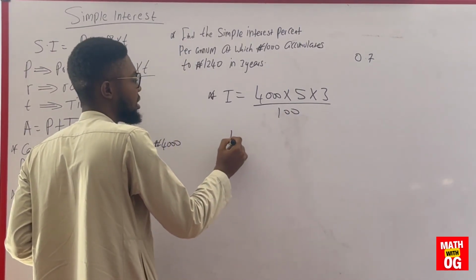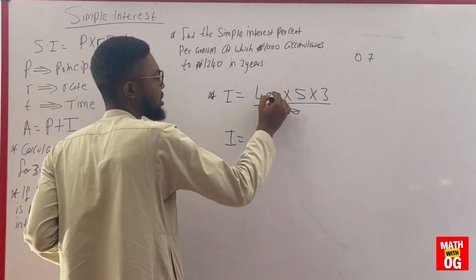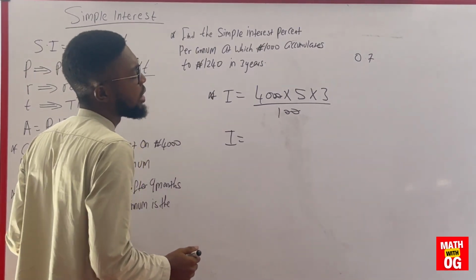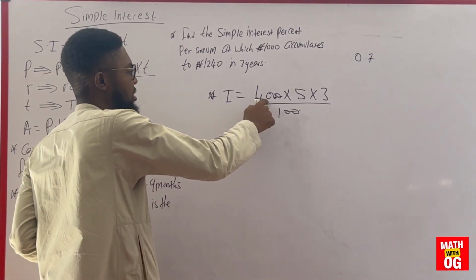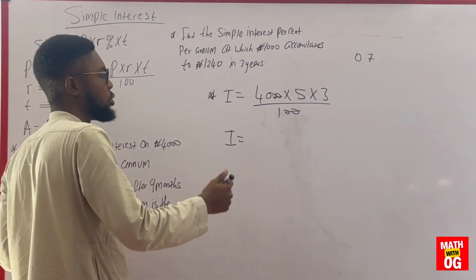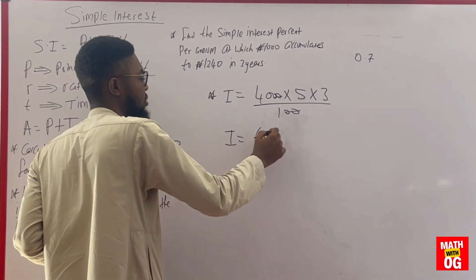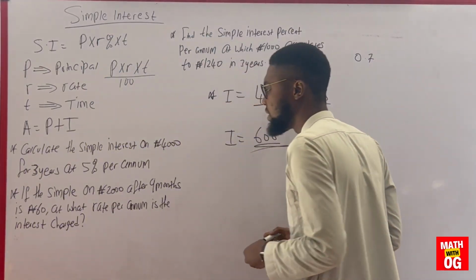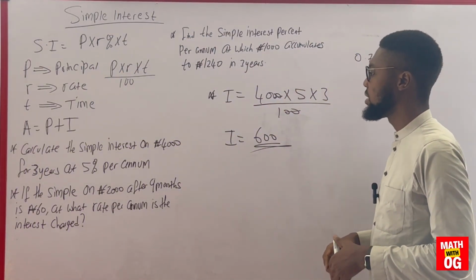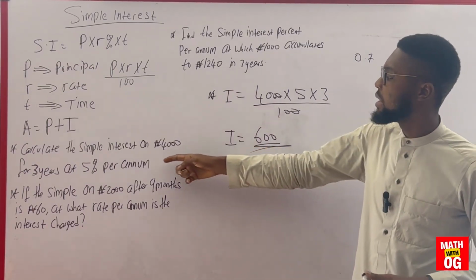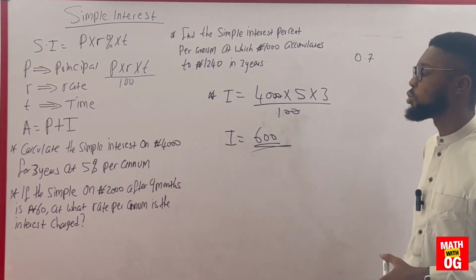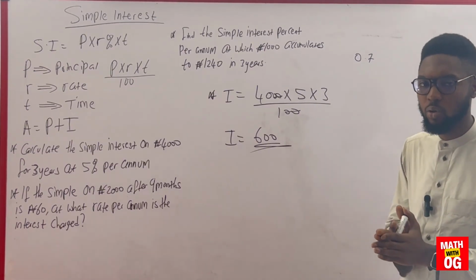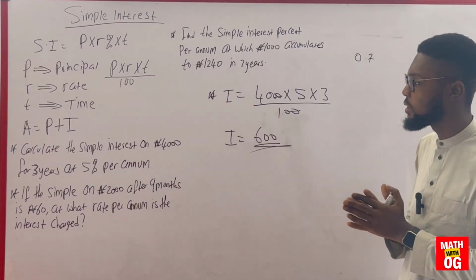So my interest here should be equal to, 2 zeros cancel 2 zeros. So 5 times 4 is 20. So in addition to this zero, it will give us 200. Now 200 times 3 should give us 600. So the interest is 600. So at the end of 3 years, an additional 600 will be added to this 4,000 naira. So the total amount at the end of 3 years will be 4,600 naira. So that's that for the first question.